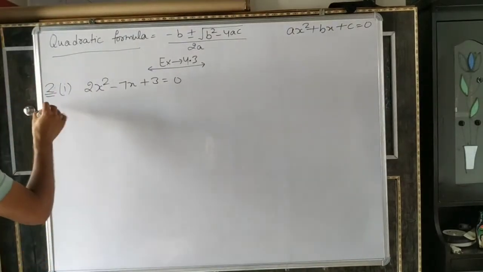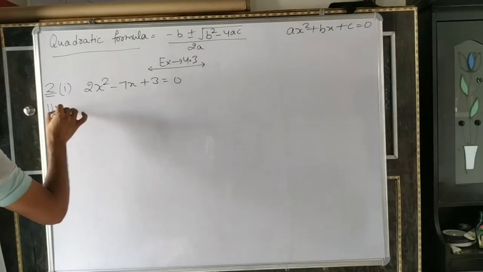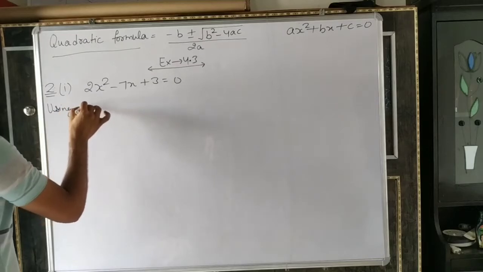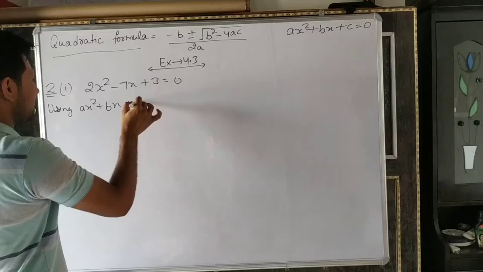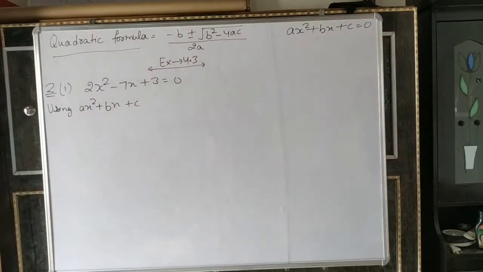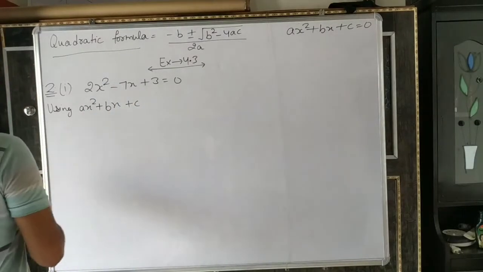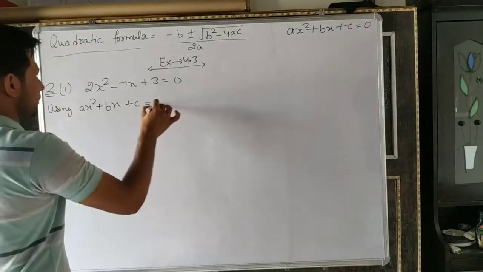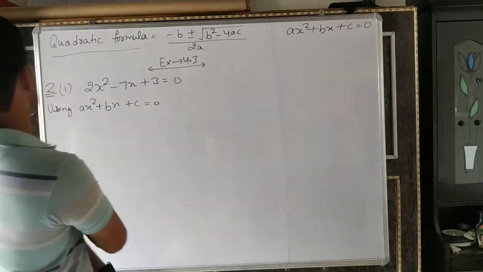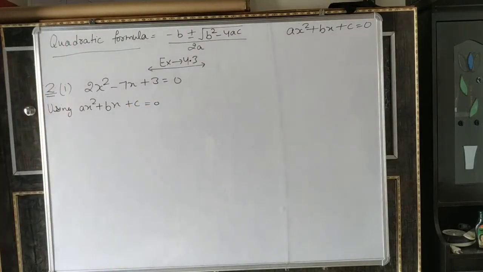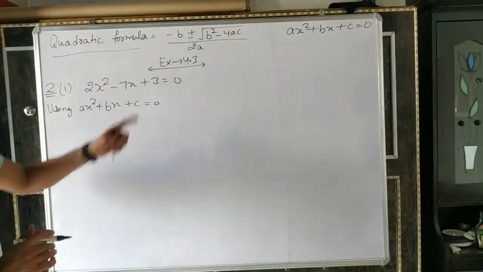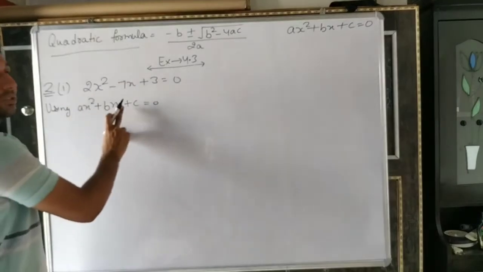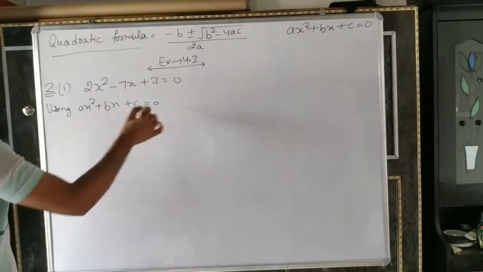So you will write, using ax square plus bx plus c equal to 0. We will find the values using ax square plus bx plus c equal to 0.